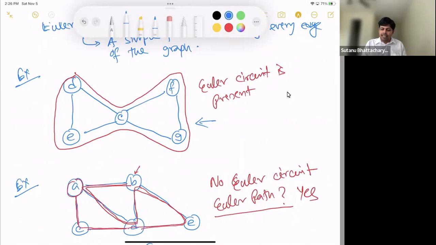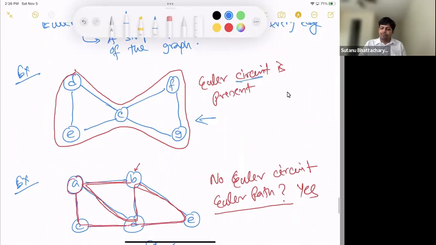Choose any vertex. C has degree 4, which is even. D has degree 2, even. Degree of E is 2, even. Degree of F is also even. Degree of G is also even. And we also find that circuit.